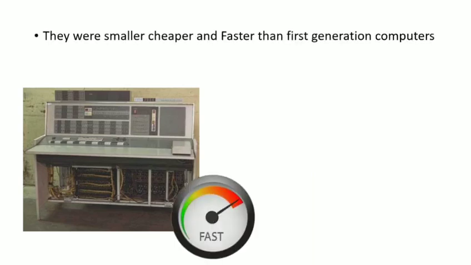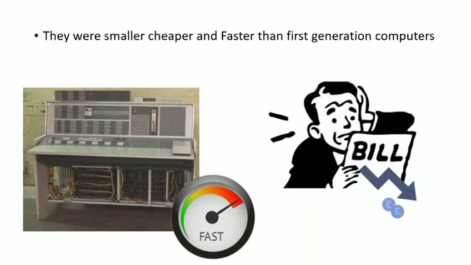Features of second generation computers. They were smaller, cheaper and faster than first generation computers. Here you can see the first picture is of second generation computers.